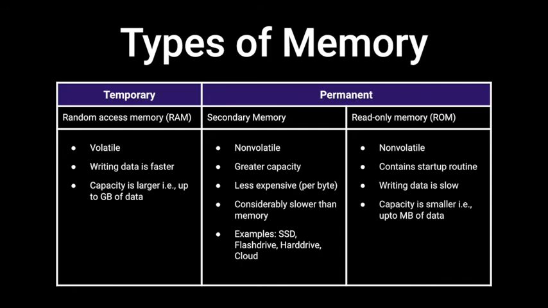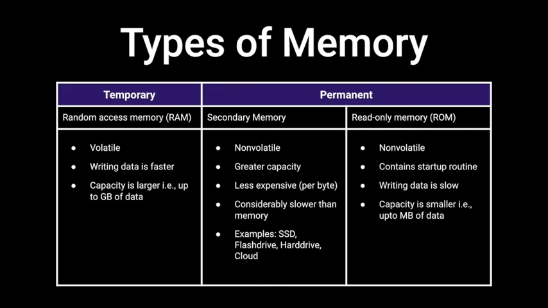They have great capacity. We can reach terabytes or petabytes of data. We have unlimited storage. They are less expensive per byte. Buying a 16 gigabyte flash drive is much cheaper than buying a 16 gig RAM. It's much cheaper because it is considerably slower than main memory. So those are the types of memory.